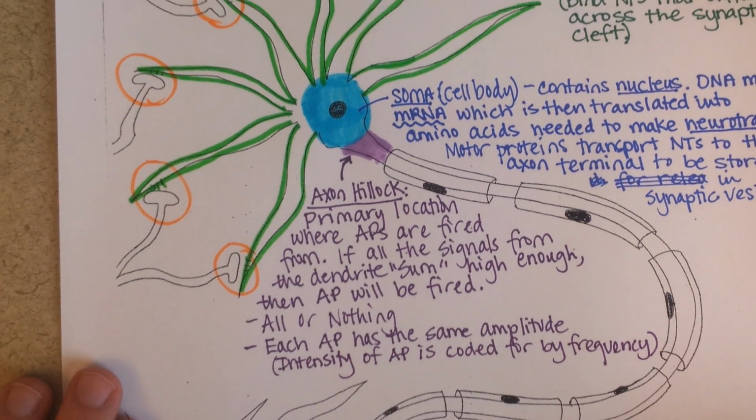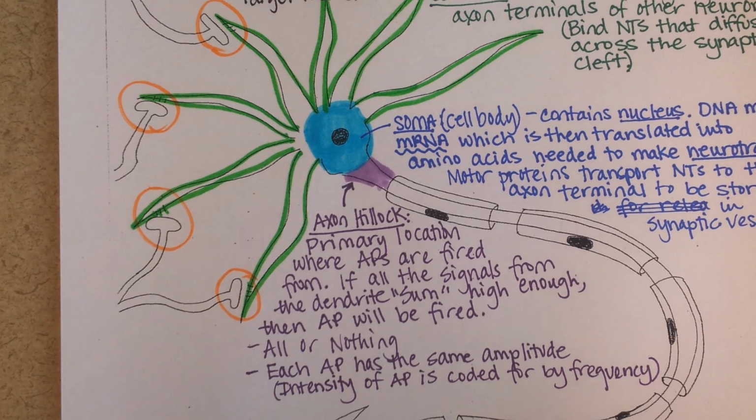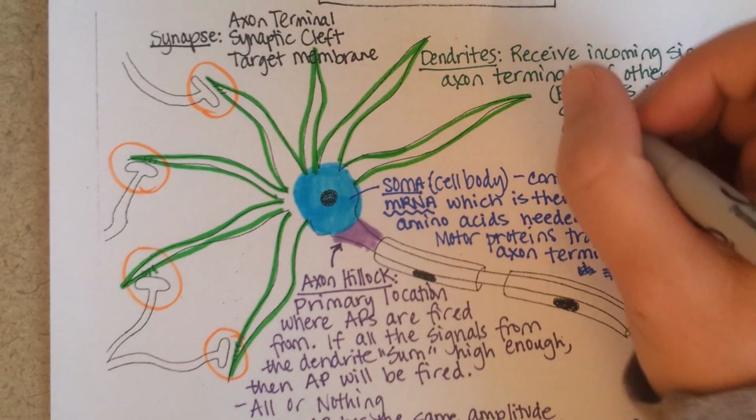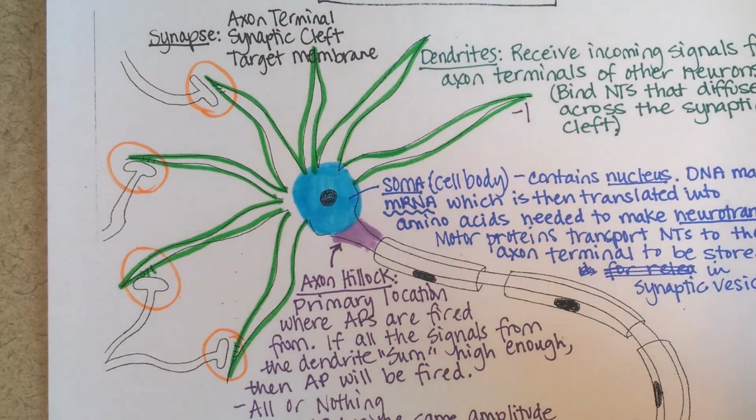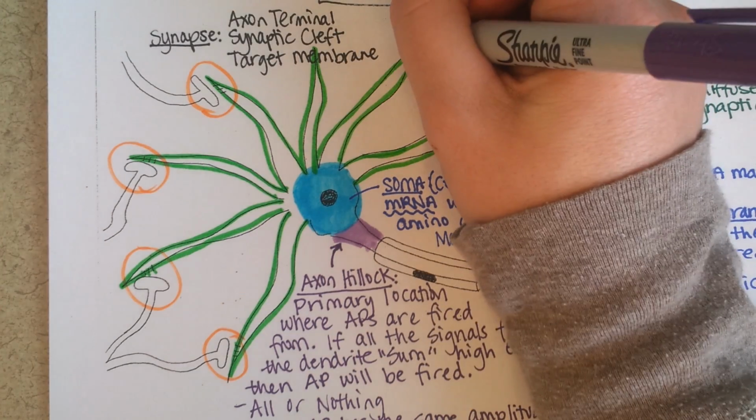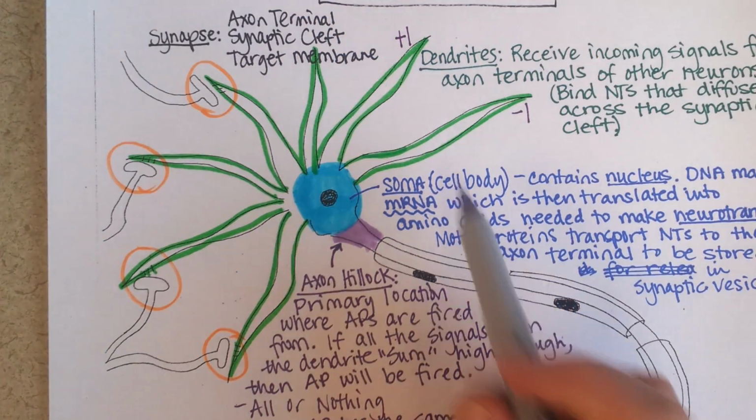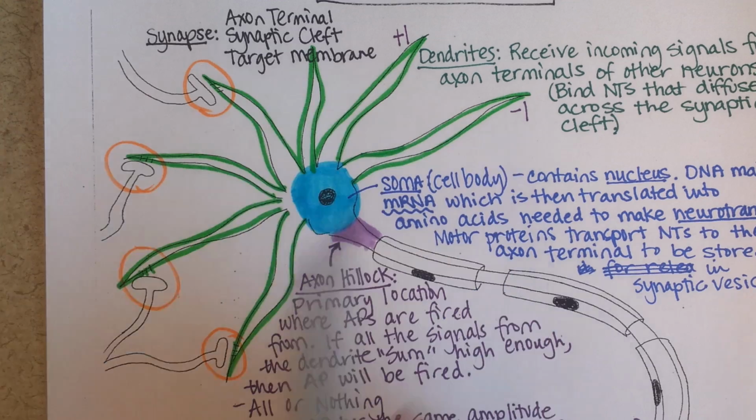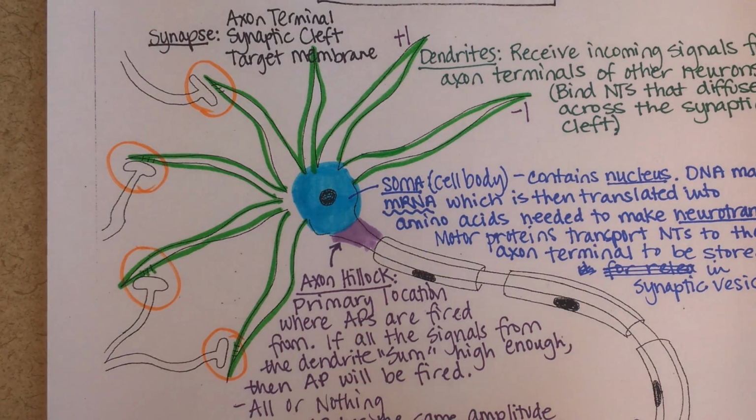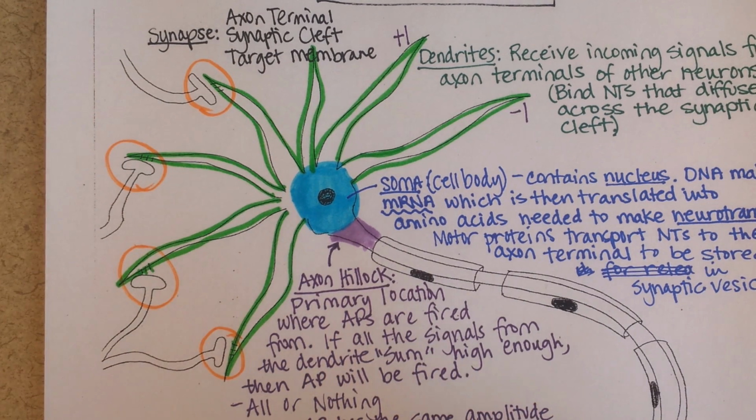Okay, so now let's give you an example of that. Let's say there was a signal coming in on this dendrite that was -1. And let's say there was a signal coming in on this dendrite that was +1. Then you would know that these two added together, +1 plus a -1 is 0, right? So there would be no change at the axon hillock. They would cancel each other out.